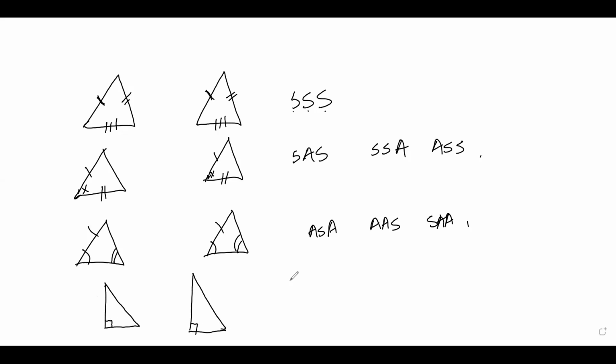Then the last one is right angled hypotenuse side. So you find that the 2 triangles have a right angle, okay? They also have the hypotenuse sides that are equal, and then one other side. Therefore, the triangles will be congruent, and this is the symbol for congruency. Okay, so I'm just going quickly through that. Then we're gonna go into the theorems.